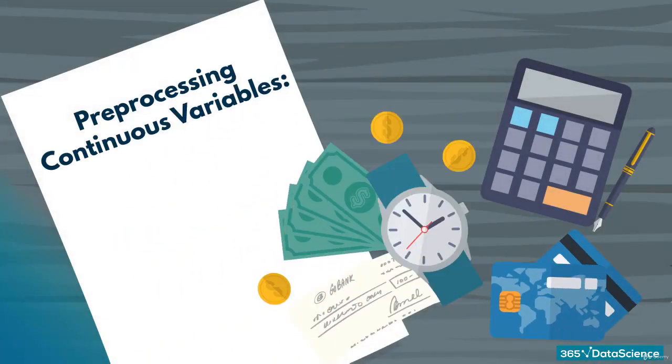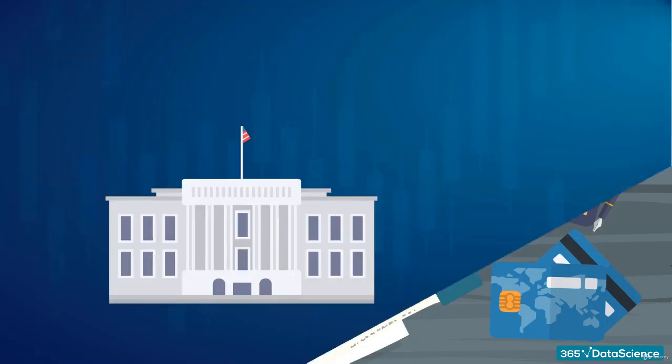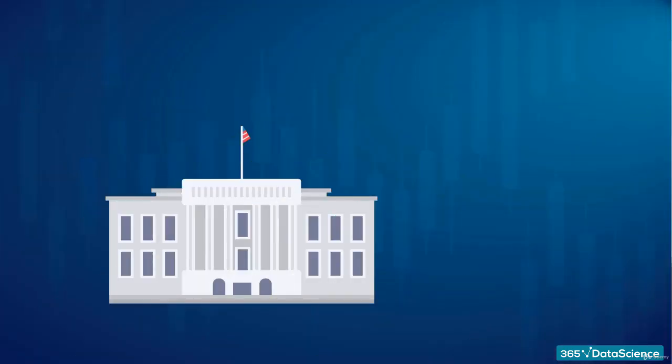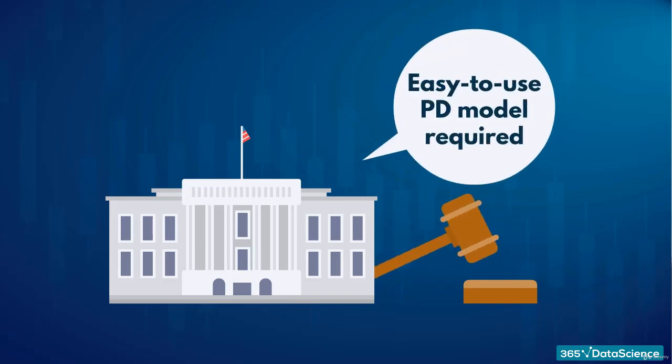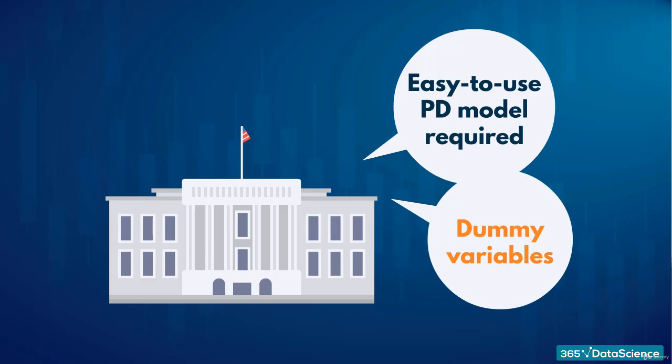Hey, how's it going? In the last few lectures, we preprocessed the original discrete variables in our data, so it's time to do the same for the continuous variables. As you can probably remember, the regulator requires the probability of default model to be easy to interpret, so it must contain only dummy variables as predictor variables.